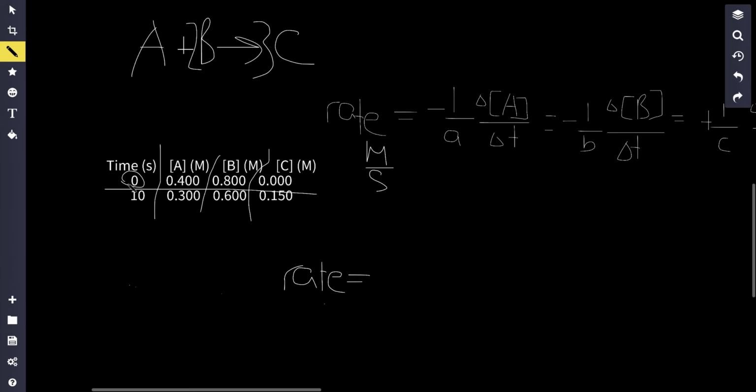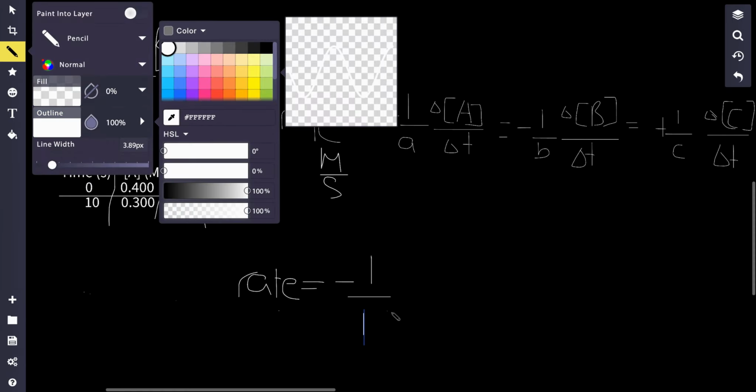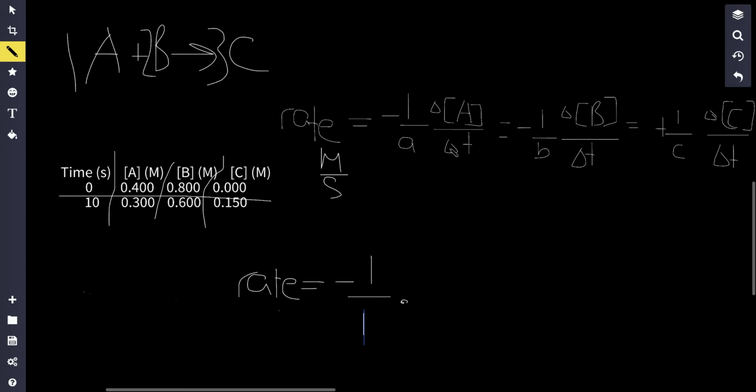Notice how initially at time equal to 0, I only have reactants. But after 10 seconds, after some time has passed, my concentration has changed. And that's the rate of our reaction: it measures how much my concentration changes over a certain period of time. So in this case, my rate is going to be negative 1 over 1, because the coefficient here is 1, multiplied by our change in the concentration of A divided by our change in time.